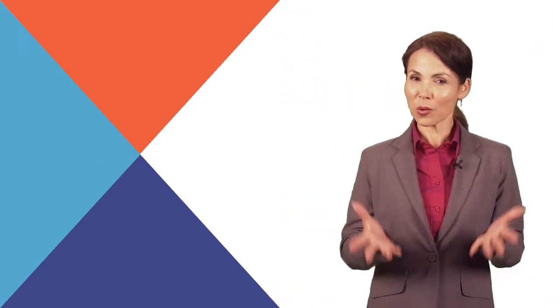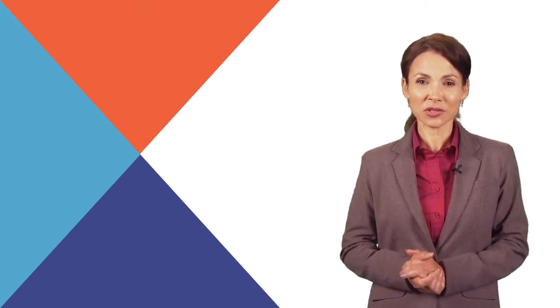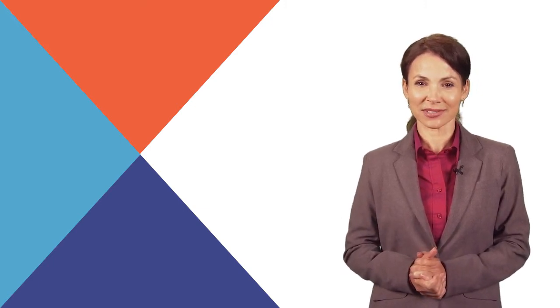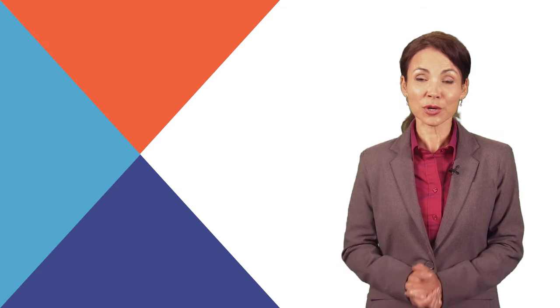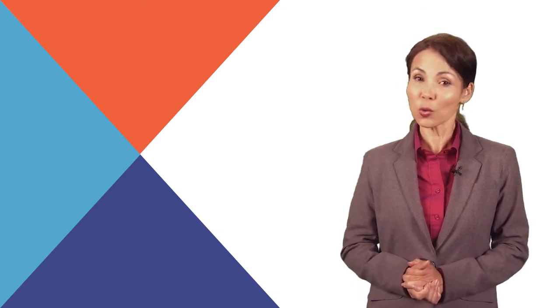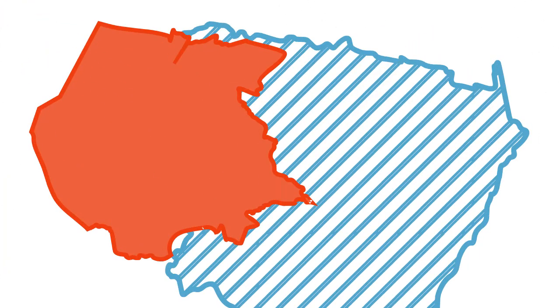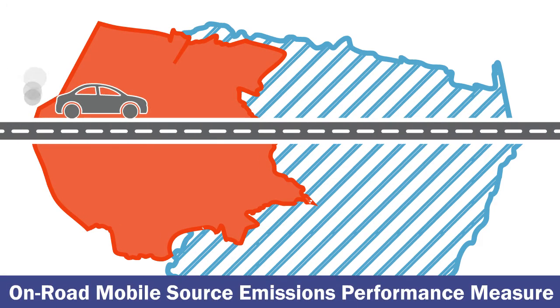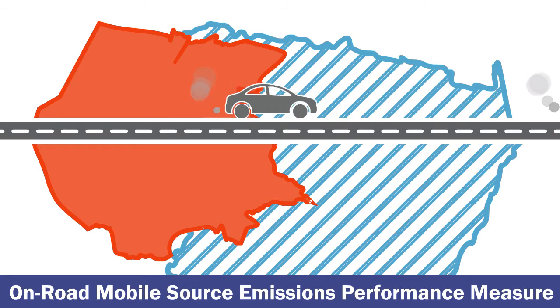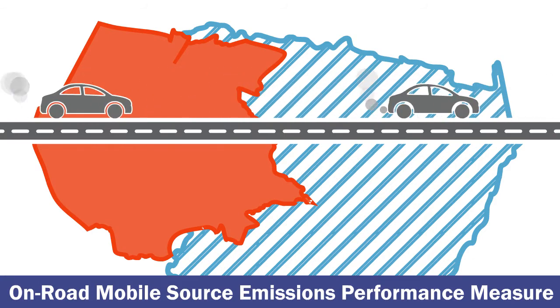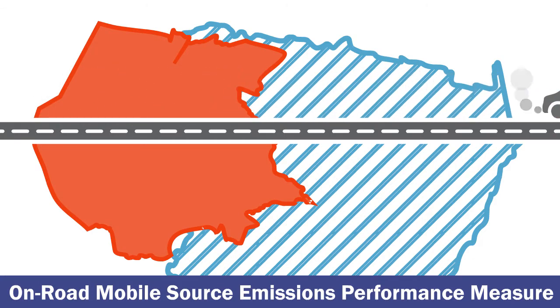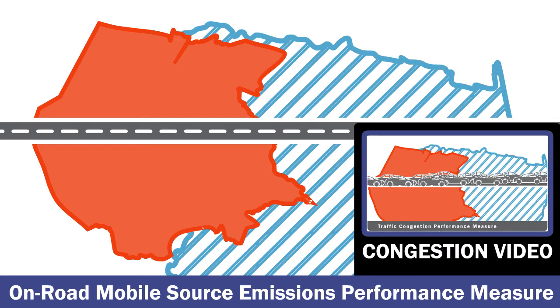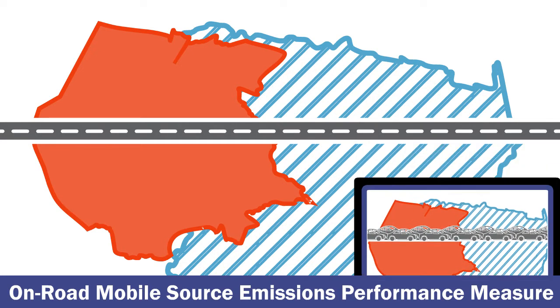You may be wondering what steps and information go into the applicability determination process, as well as how the determinations affect a DOT or MPO. In this video, we'll focus on the applicability determination for the on-road mobile source emissions performance measure for both state DOTs and MPOs. If you're interested in information about the applicability determination for the traffic congestion performance measure, please review the video on that topic.